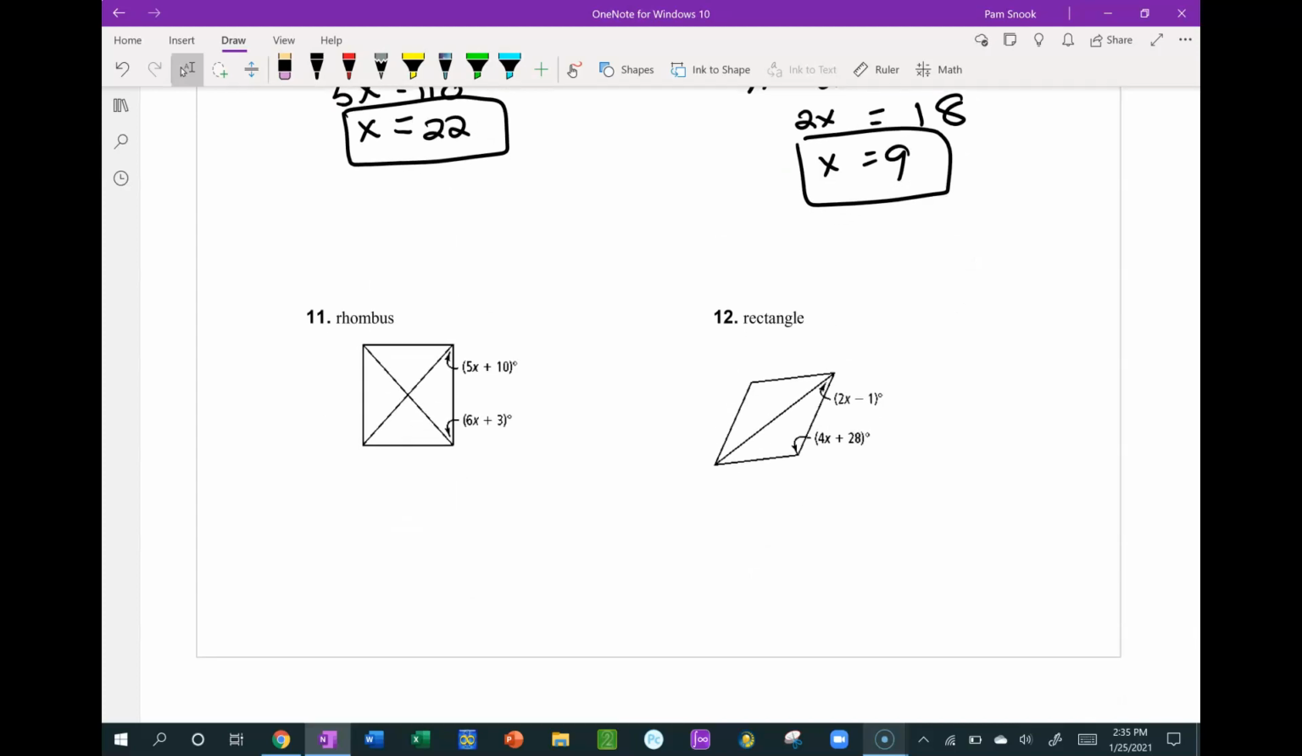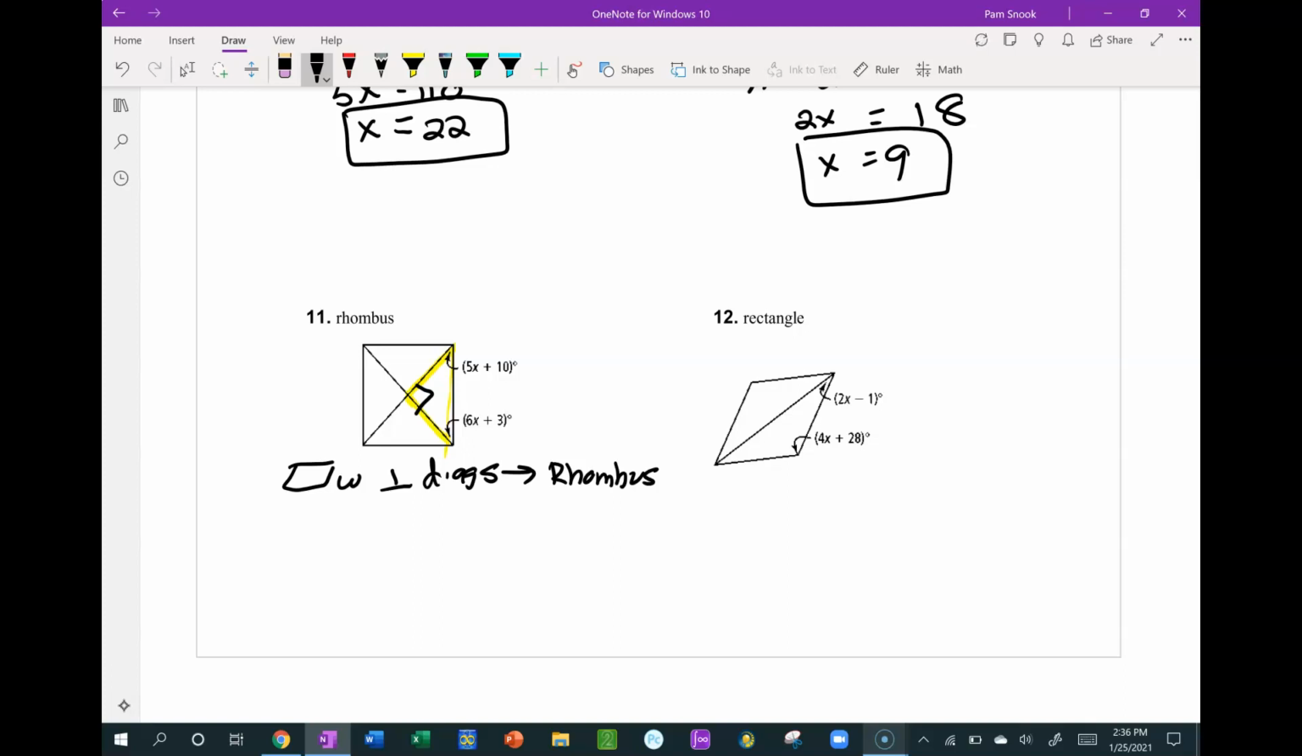This time, number 11 is a rhombus. And then we have a triangle right here that I'm going to highlight. And we're given expressions for 2 of the angles in that triangle, and we're asked to solve for x. And the only thing we know is that it's a rhombus. But remember, a parallelogram with perpendicular diagonals implies a rhombus. So therefore, to force this to be a rhombus, I have to make that perpendicular.